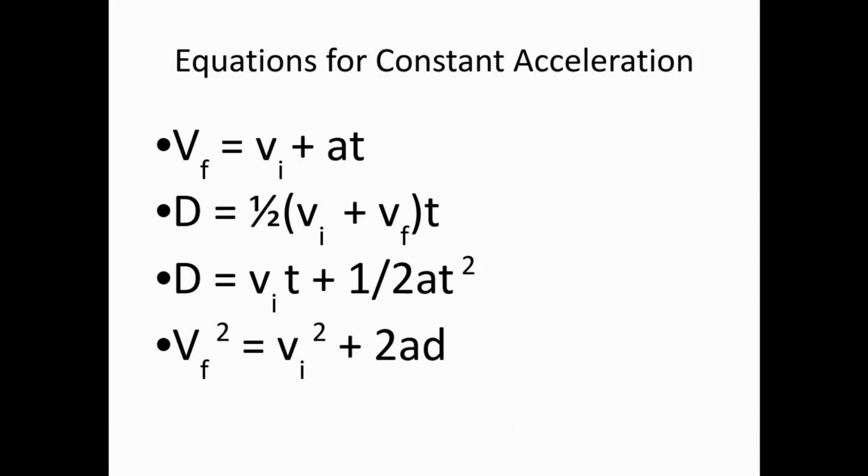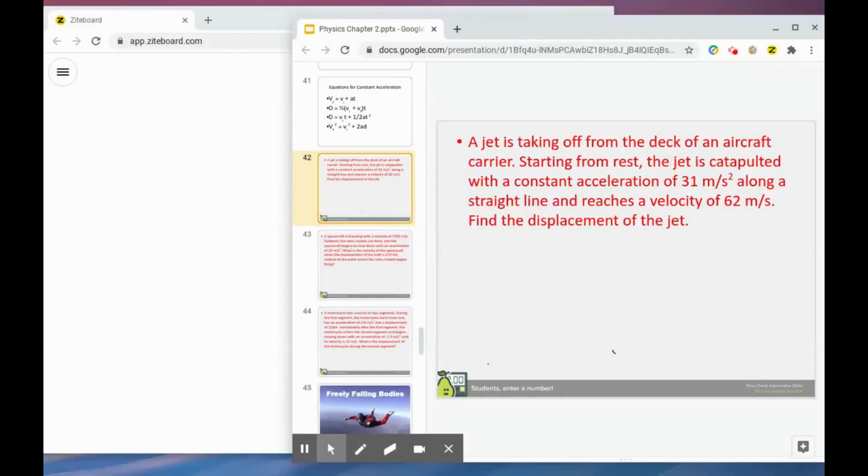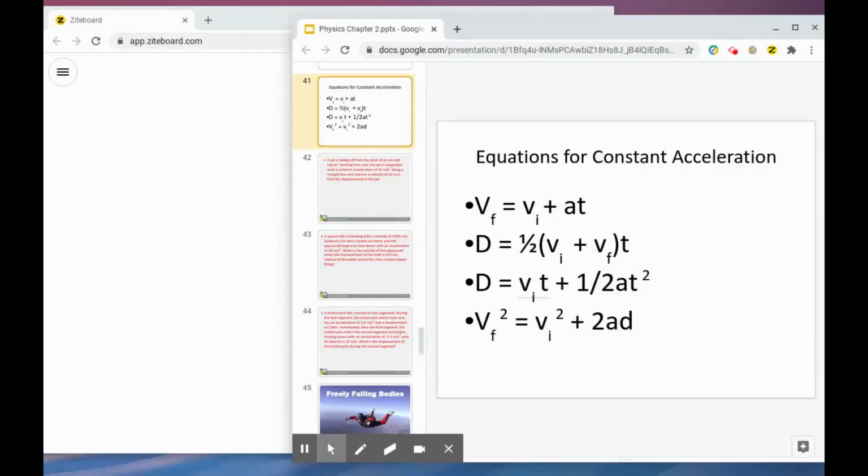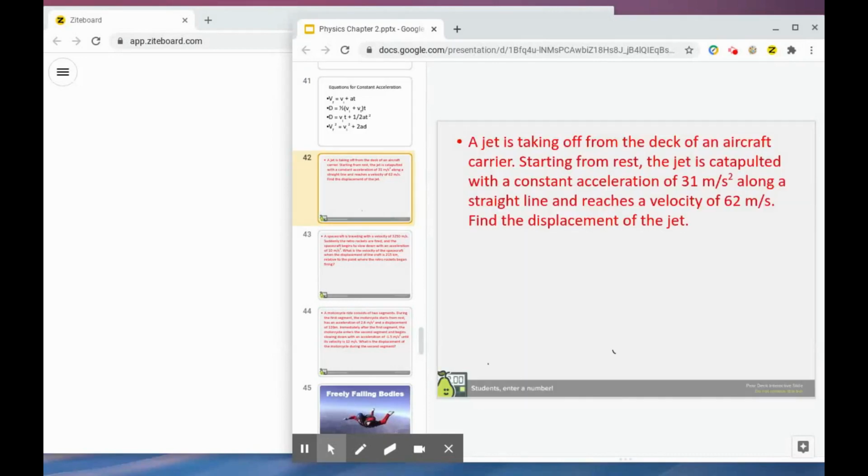You will be able to use these on quiz. As we look at some of these sample problems, make sure you keep referring back to these equations. So for the first one, we have a jet is taking off the deck of an aircraft carrier. Starting from rest, the jet is catapulted with a constant acceleration of 31 meters per second squared along a straight line and reaches a velocity of 62 meters per second.